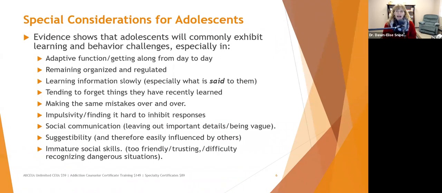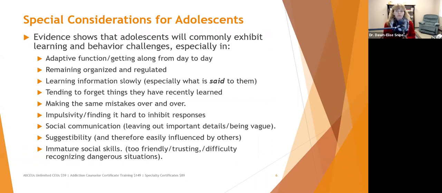When we're talking about adolescents, evidence shows that adolescents will commonly exhibit learning and behavior challenges, especially in adaptive functioning and getting along from day to day, remaining organized and regulated. Now think about your students who are in, or your patients who are in high school, or even moving beyond high school and getting their first job or what have you. They're having to remember to pay bills. They're having to remember to do homework. There's lots of stuff they need to organize.